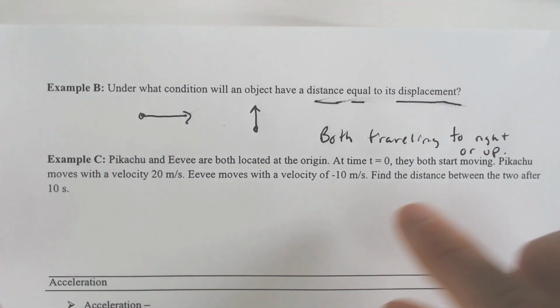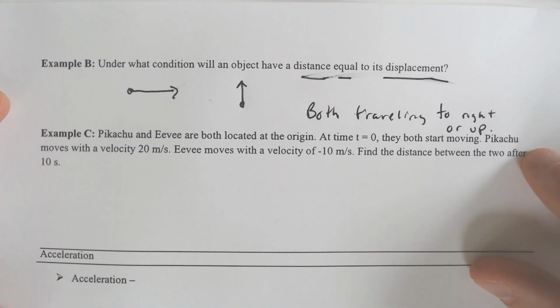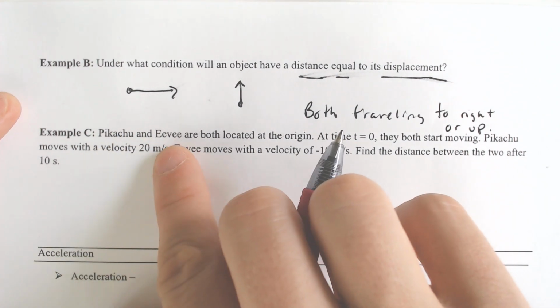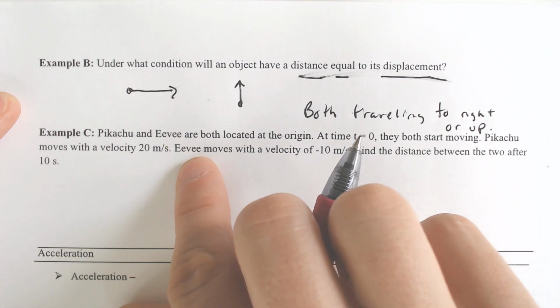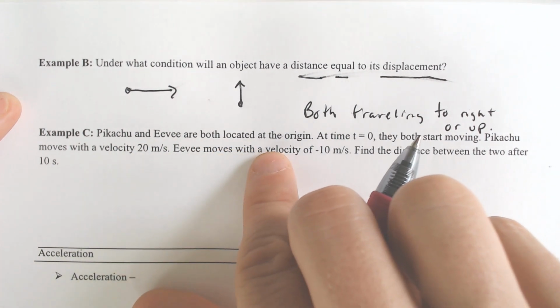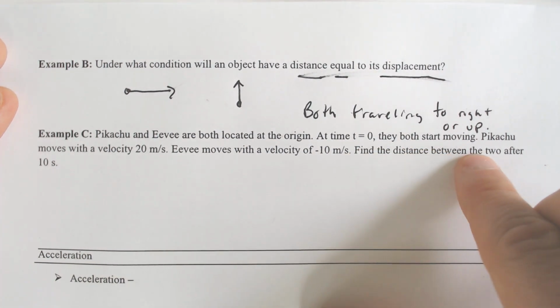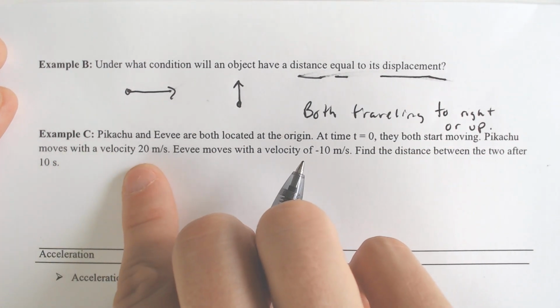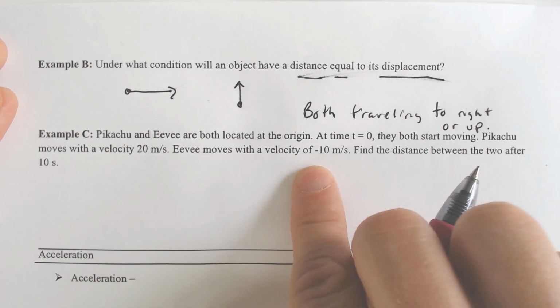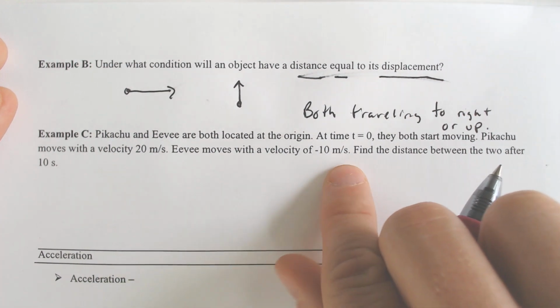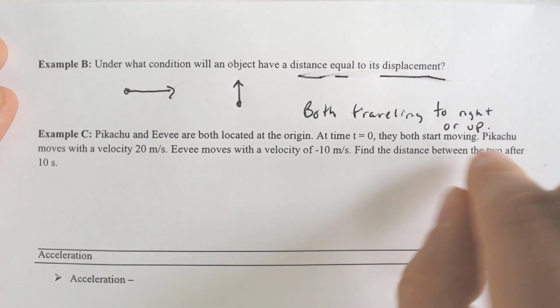All right? Let's do the last one before we get to acceleration, which is going to be a different video. Pikachu and Eevee are both located at the origin. At a time of 0, they both start moving. Pikachu moves at a velocity of 20 meters per second. Eevee moves at a velocity of negative 10 meters per second. Find the distance between the two after 10 seconds.